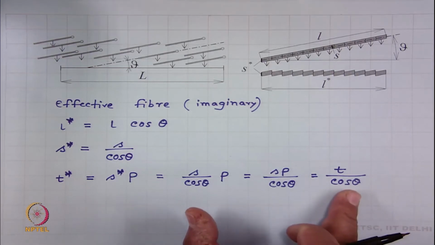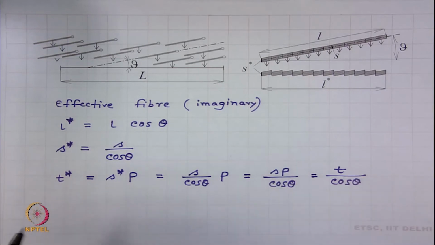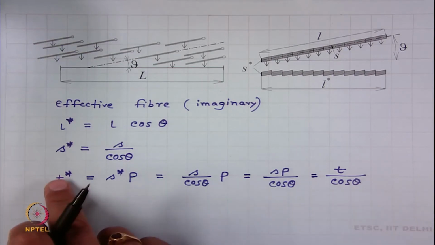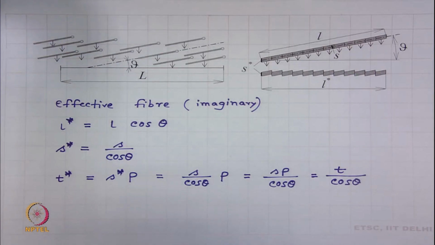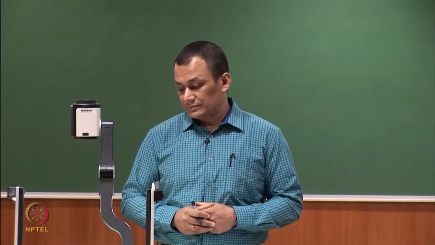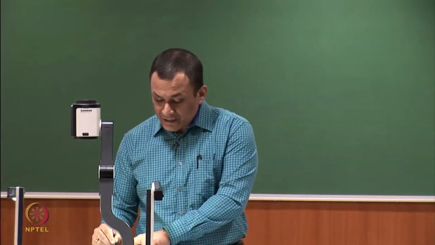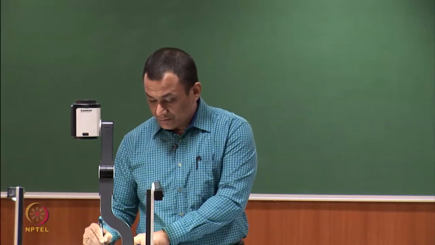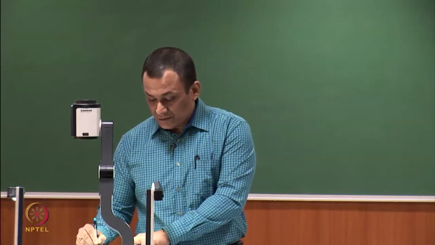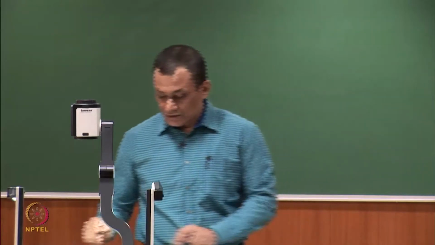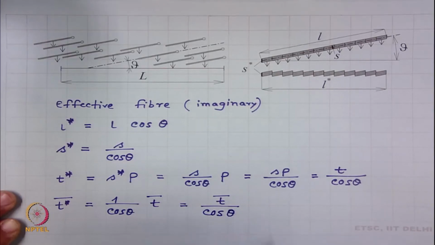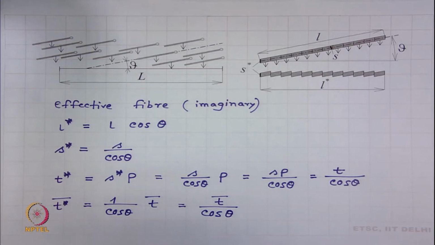When theta is equal to 0, cos theta is equal to 1, T star is equal to T. When theta is greater than 0, then cos theta is less than 1. So, T star is greater than T. So, the effective fiber will be coarser than the oblique fiber when they are inclined at an angle theta. What will be the mean? This mean will be, cos theta is a constant and expectation of t will be t bar, right. So, t bar by cos theta, this is the mean. What will be the variance?